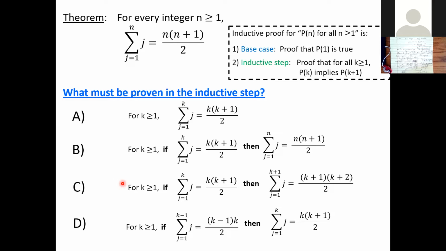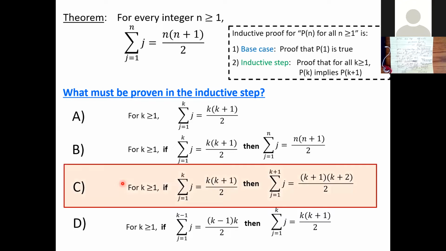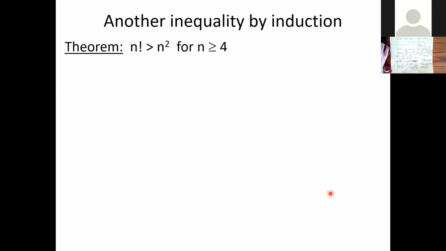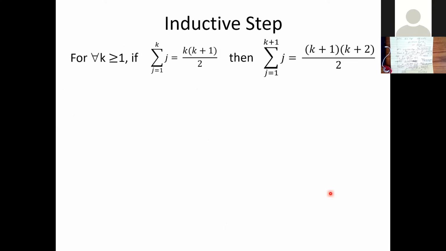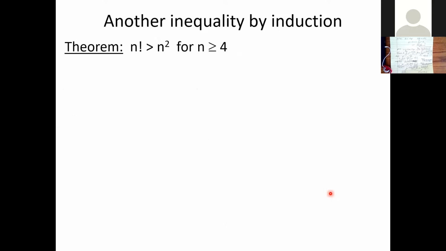I don't see your chats, unfortunately, so I cannot tell how you're voting, but this is the one, because this is the predicate P essentially with k, and this is the predicate P essentially with k plus 1, and that's the one we were proving on paper. All right, so let's look at another inequality.